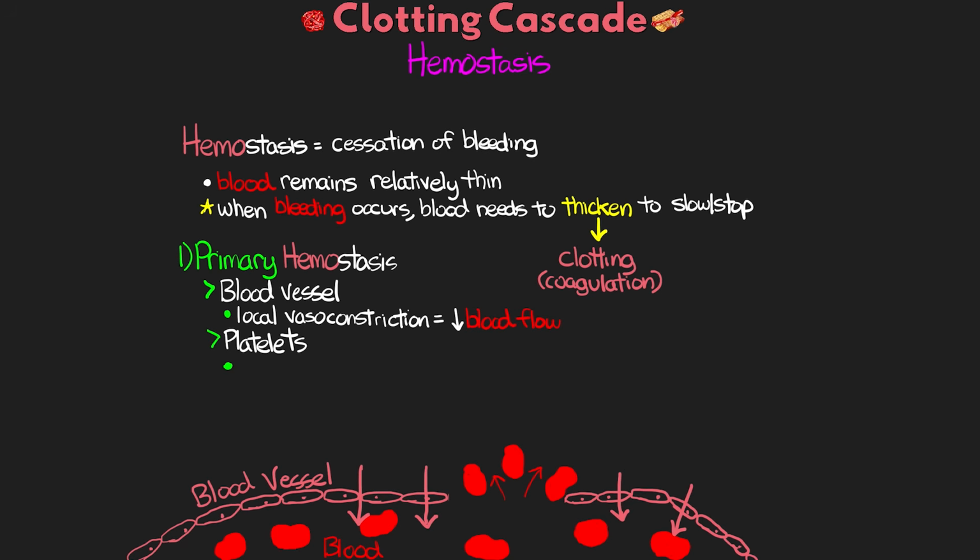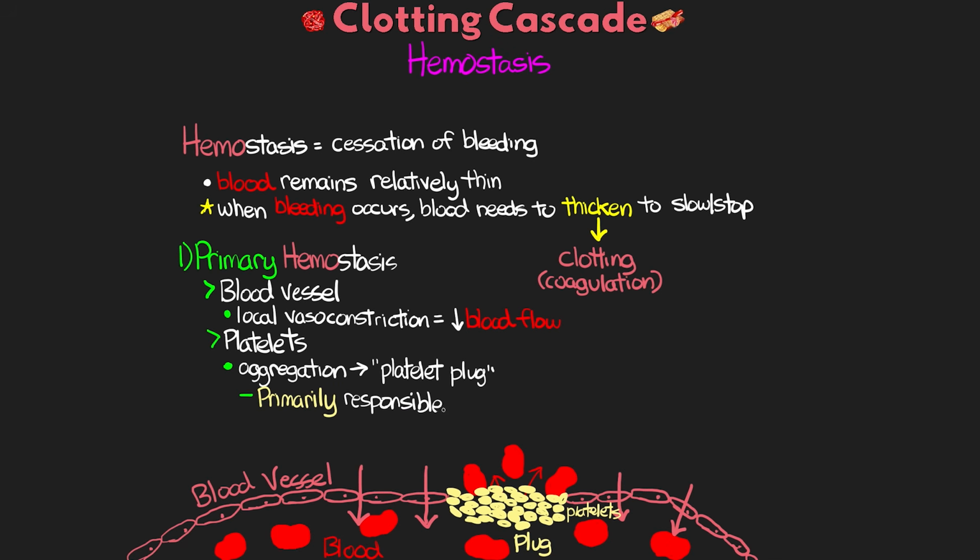Next, we have platelet aggregation, where platelets begin to collect at the site of damage. I'm not going to go into the details of this here, but eventually, if the damage isn't too extensive, enough platelets come together and form something we refer to as the platelet plug. This platelet plug is primarily what's responsible for slowing or stopping the bleeding from that damaged vessel.